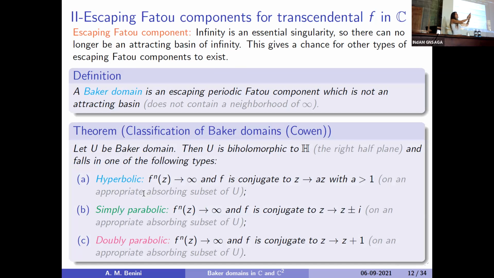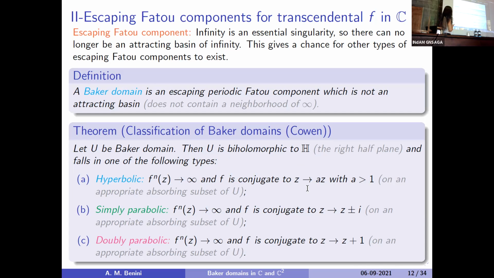At a very naive level, you may think that Baker domains are just parabolic basins in which the parabolic point is moved towards infinity. This is not the case. In fact, there are different dynamical behaviors that can occur on these Baker domains beyond the parabolic one. Again, let me go over this quickly, and then we look at the picture, and hopefully the image will be more clear.